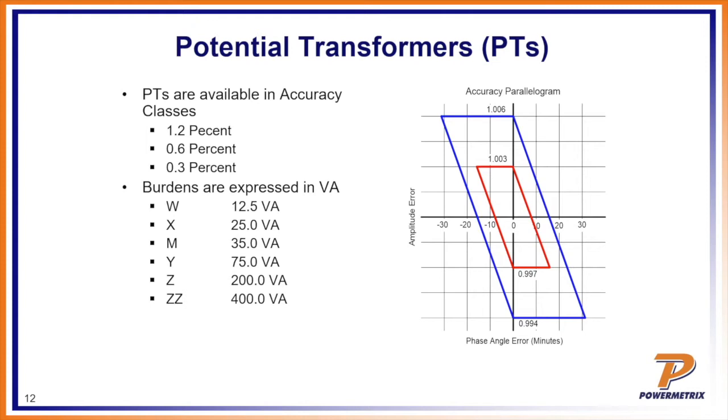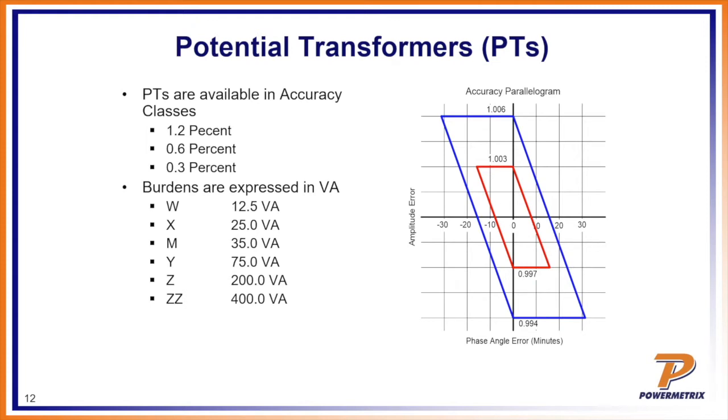If you look at the graph on the right, that's what we call a parallelogram. It's an IEEE standard. Both PTs and CTs use a parallelogram. They just shift the angle a little bit differently. If you look on the x-axis, that is phase angle, in minutes. In metering, we usually call that phase angle, but using a parallelogram, they plot it in minutes. It's essentially the same thing. And on the y-axis, that is your error.